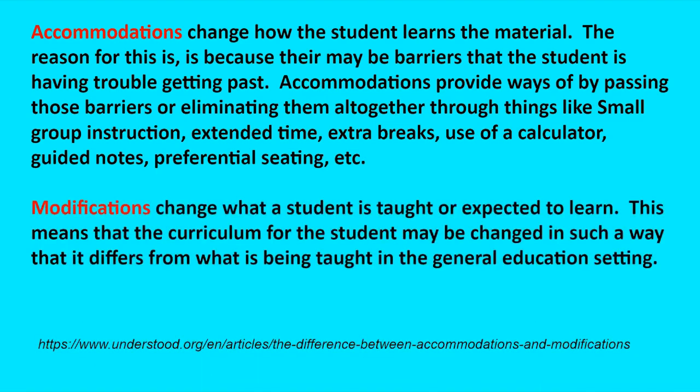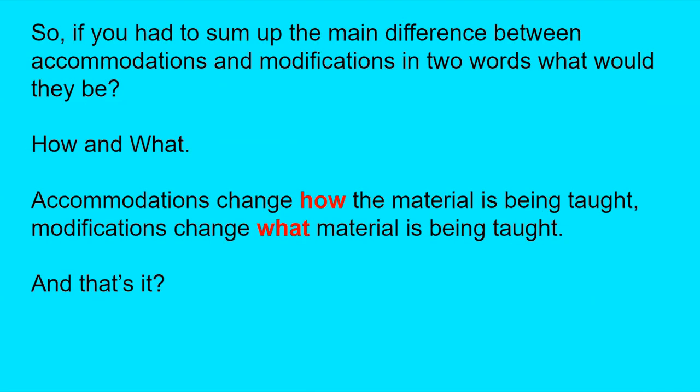Modifications change what a student is taught or expected to learn. This means that the curriculum for the student may be changed in such a way that it differs from what is being taught in the general education setting. So basically, when we're talking about the difference between accommodations and modifications, if you had to sum it up in 2 words, it would be how and what. Accommodations change how the material is being taught. Modifications change what material is being taught.